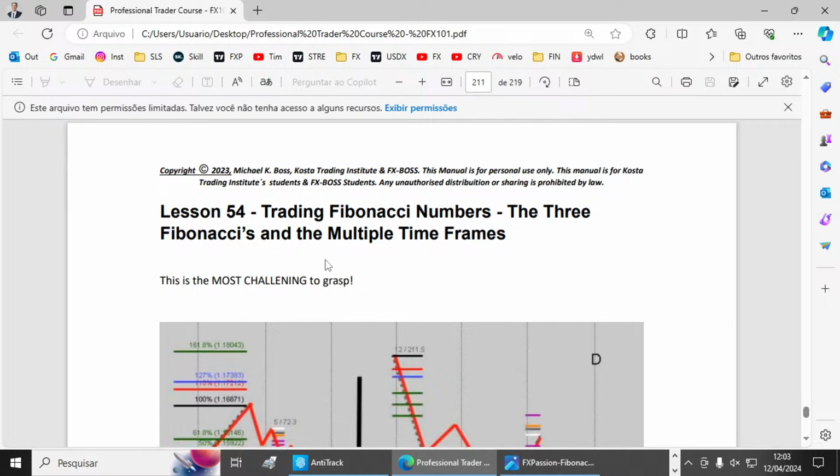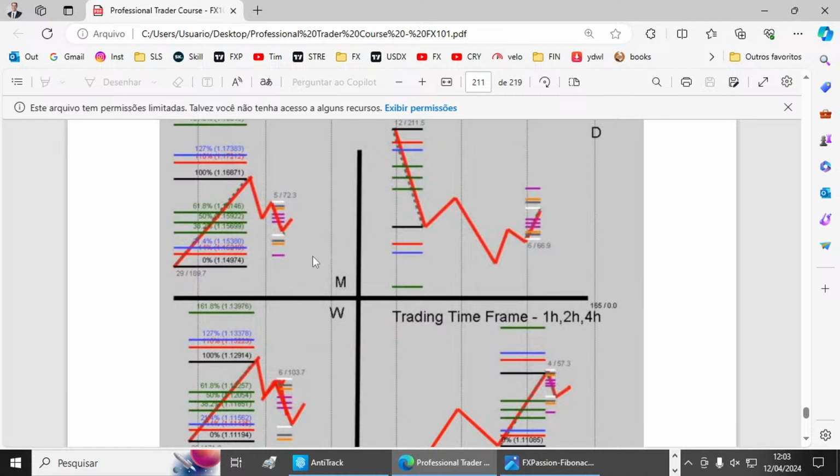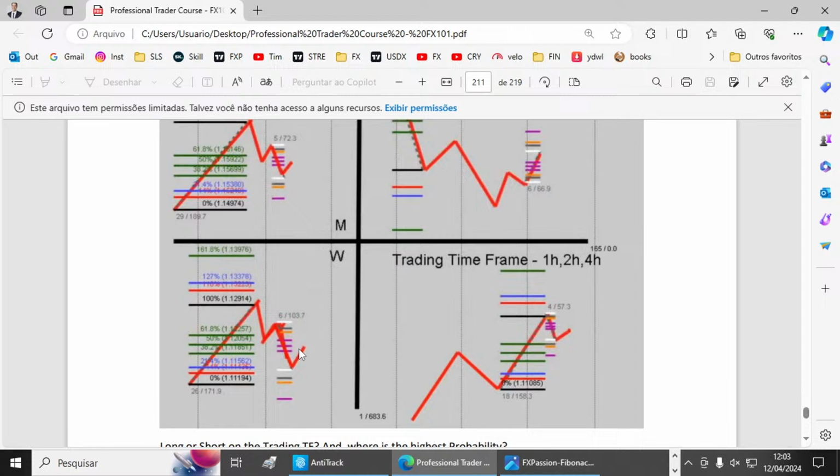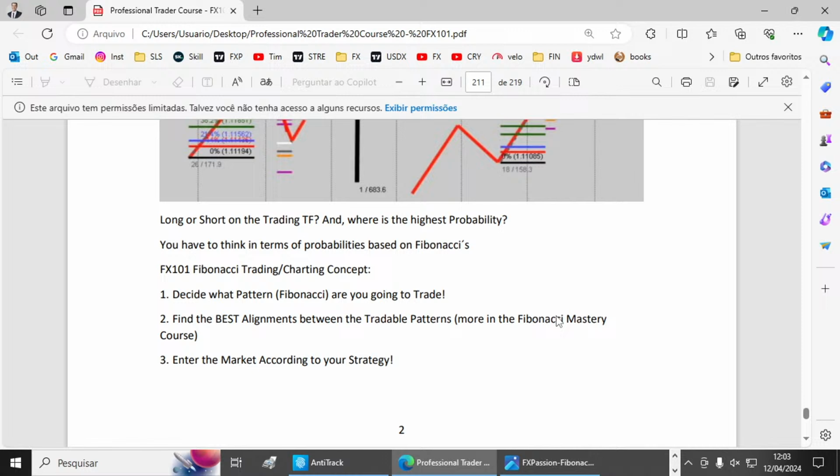Alright, so trading Fibonacci numbers, the three Fibonacci's and the multiple time frames. This was from yesterday. This is the most challenging to grasp, right? Because we have the original Fibonacci and the contrarian on the monthly, the original Fibonacci and the contrarian, and on the 1 hour chart, 4 hour chart, we have the original Fibonacci and the contrarian, and long or short on the trading time frame.